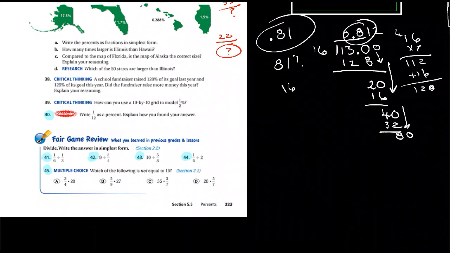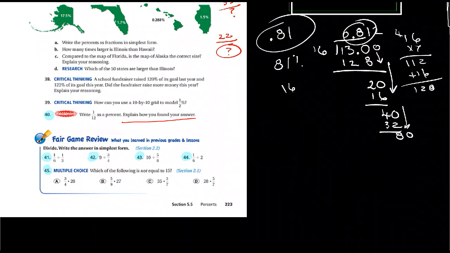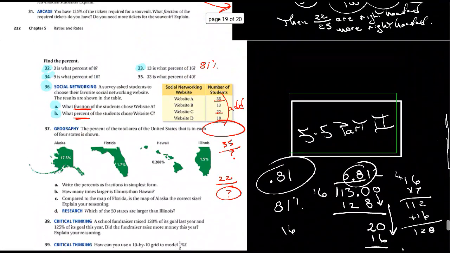Number 40, 1/12 as a percent. You should be able to do that. It does say to explain how you found your answer. Well, you should know how to do that now. We've been doing it for a couple days. And then 41 through 45, you guys should be able to do those. Questions on any of these? Anybody? It shouldn't take you more than about 10, 15 minutes to do this.